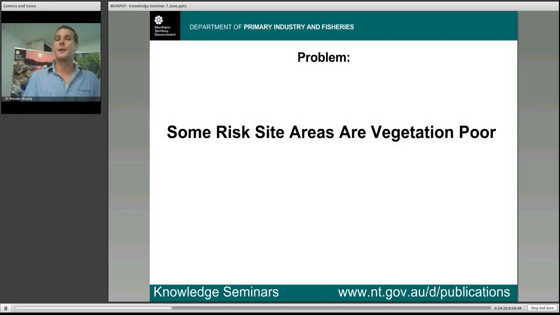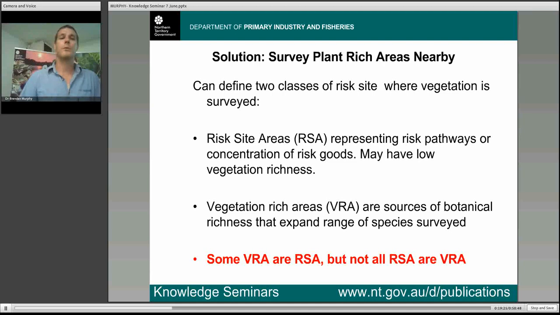So how do we deal with this? Well, basically the simple solution is to survey nearby areas of vegetation richness. And again, we need the spatial data to understand what we're dealing with. So we define the risk site areas into two types. So we define risk site areas which represent actual pathways themselves. So we're not just talking about sea containers, we're talking about, for example, tourist hotels, motels, caravan parks, camping grounds, things like that.